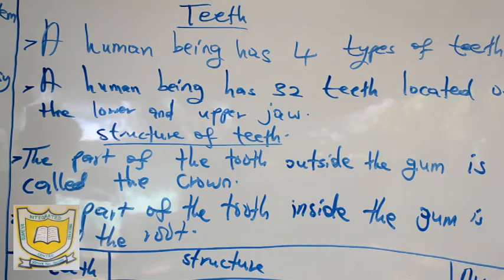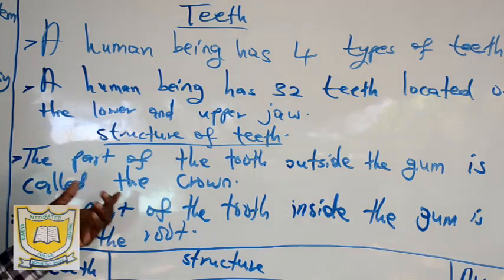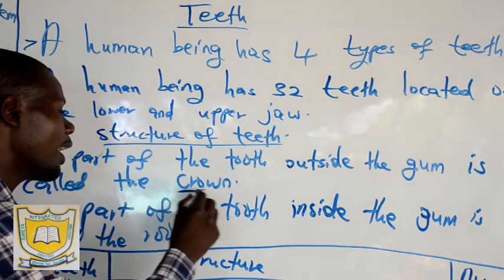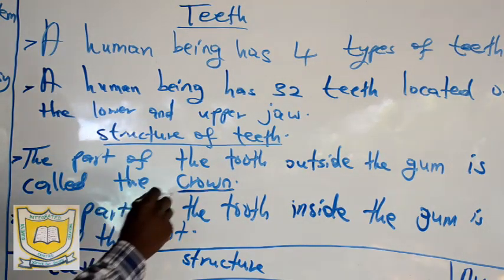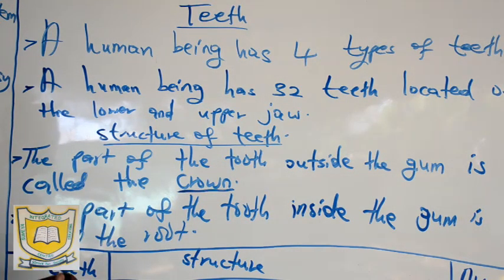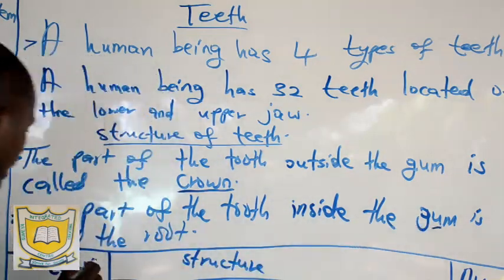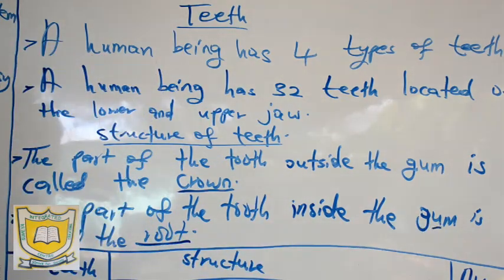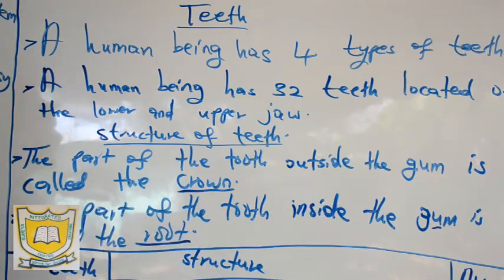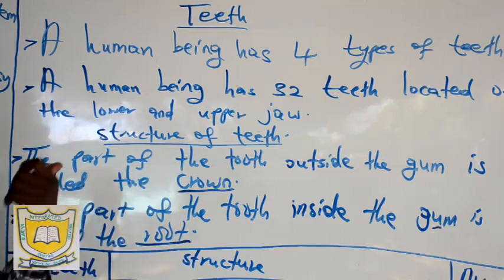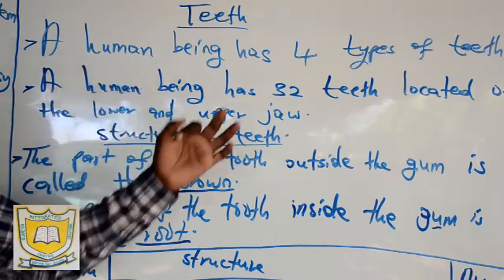and the molars. The part of the tooth, first of all, which is outside the gum, the white part of the teeth which we see, is known as the crown. The outer part, which is outside the gum, the white part of the teeth, is called the crown. But we have the other part of the teeth which is found inside the gum. It is known as the root. Now, we have the crown and also the root. What is the root? This is the part of the teeth which is found inside the gum. That is the root. But the crown is the white part of the tooth which is outside the gum.